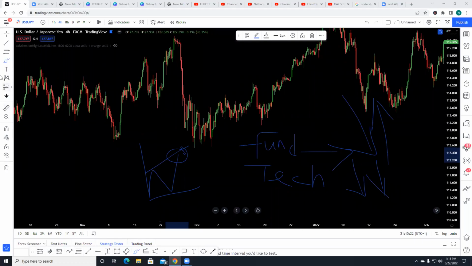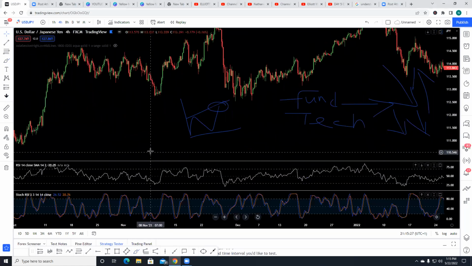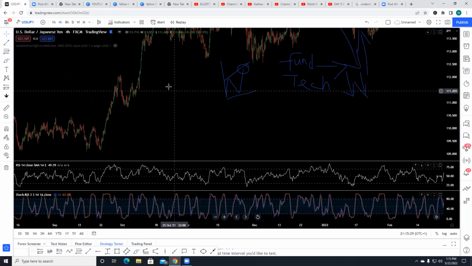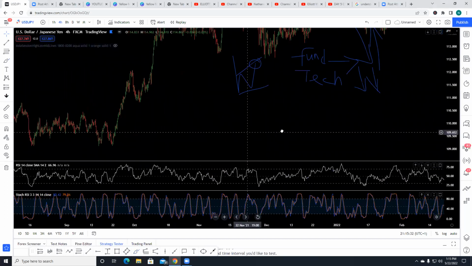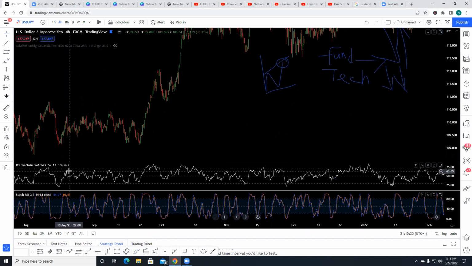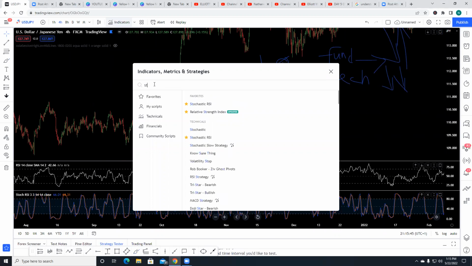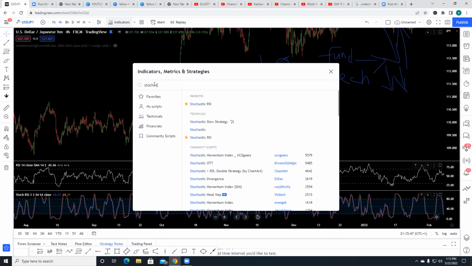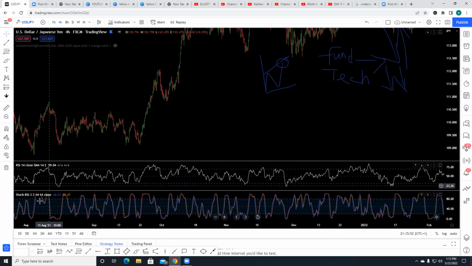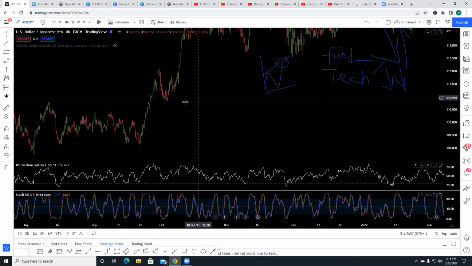So what indicators do I use? I use 2 indicators called stochastic and stochastic RSI, guys. If you don't know how to install them, just go to indicators here. You click on indicator, and here you write stochastic. You see stochastic RSI here, and you see stochastic here. Just leave the settings as they are, as default settings.